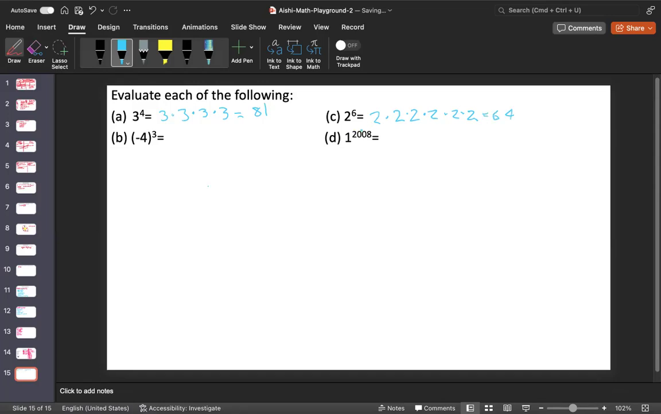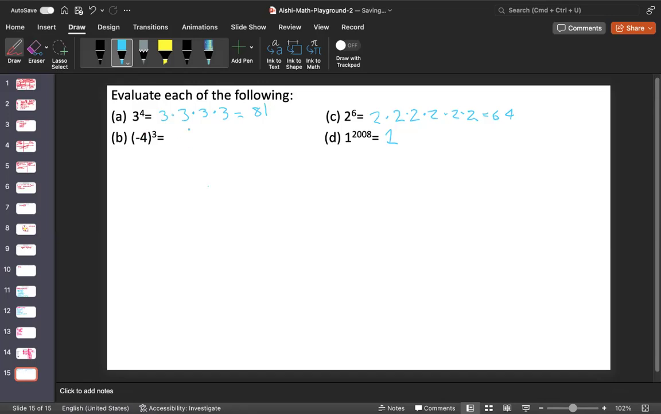Okay, now D. Obviously, we don't want to write 1 out 2008 times. So let's do something else. We know how 1 times 1 times 1 times 1, however many times you want to write 1, it would always be 1. So even when you get to the 2008th one, our answer would be 1.